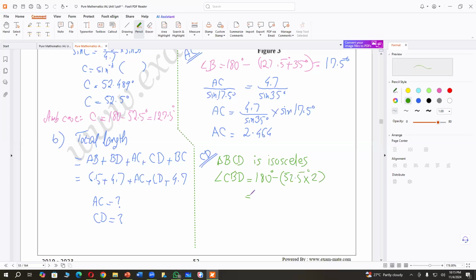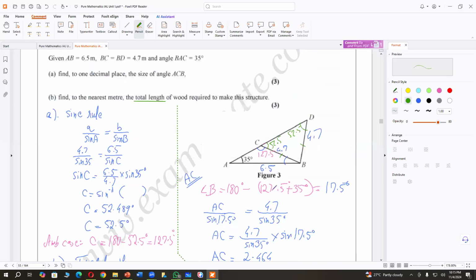Okay, now can you find this angle? Yes. 75 degree. Okay. My third angle, as you found here, this angle is 75.